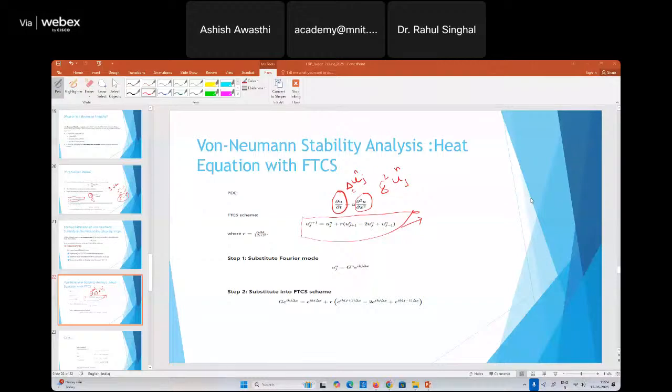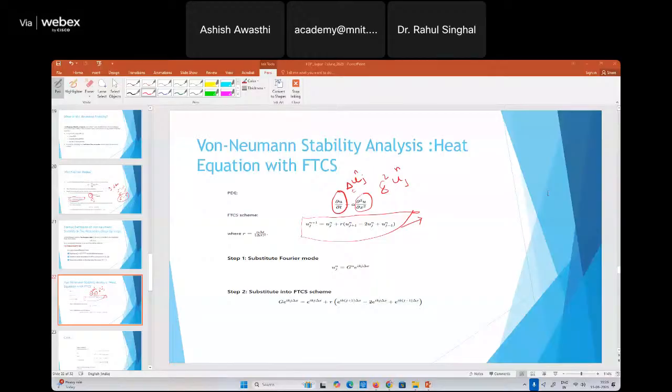Can you type whether it is an explicit scheme or an implicit scheme? I want at least some people to write it, because you have done the course, right? Whether it is explicit scheme or implicit scheme. Okay, this is basically an explicit scheme.